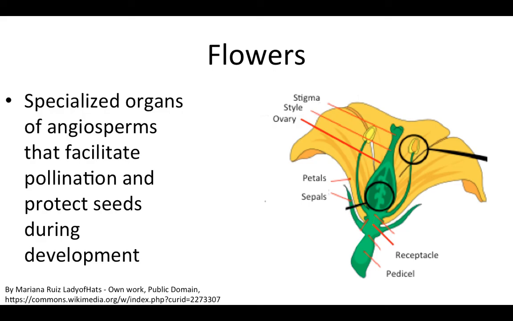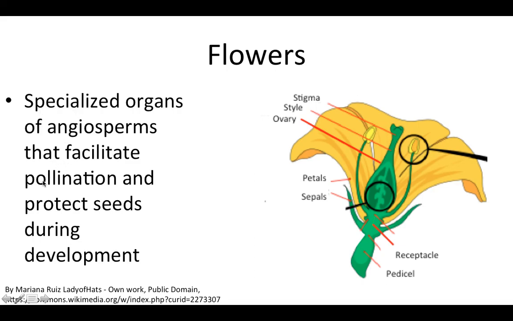So we've been talking about flowers. We will give a more precise definition here and then start talking about the parts of a flower. A flower is a specialized organ of angiosperms that facilitates pollination and protects the seed during development. So there's nothing like this structure in gymnosperms or in other plants. And the structure doesn't really do anything else except to help with the process of receiving pollen and making seeds. In that sense, it is specialized.